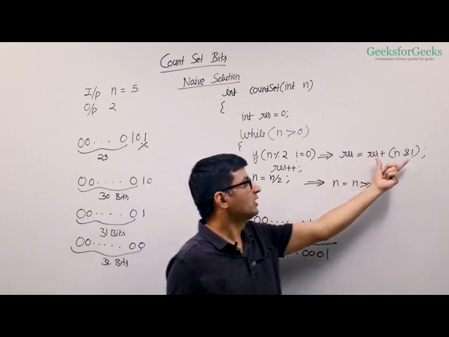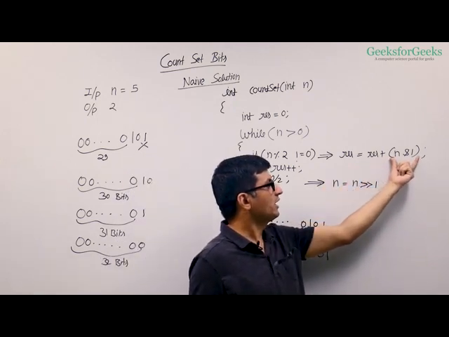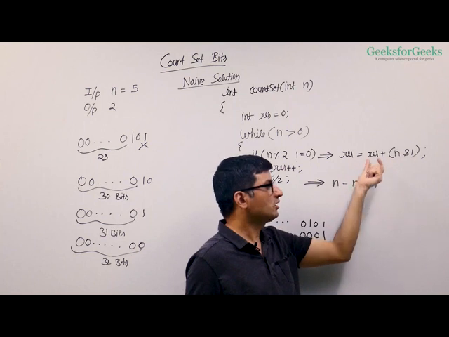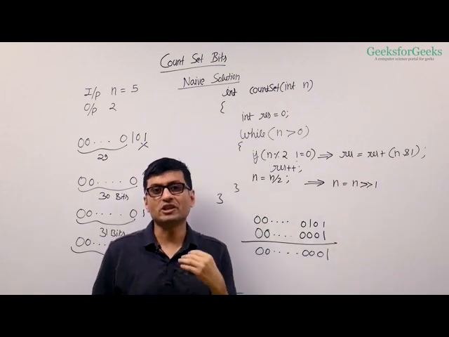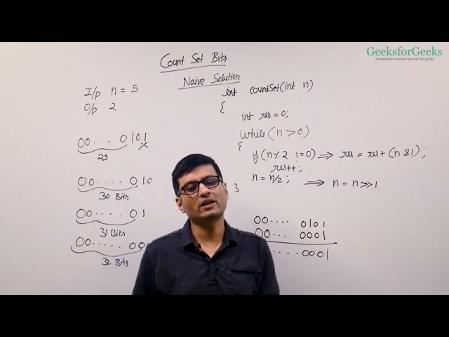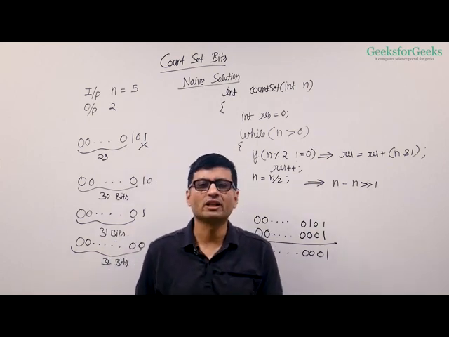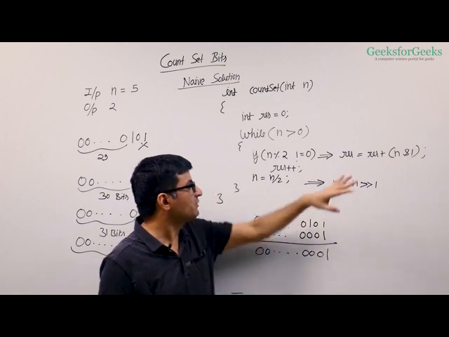So that is why we can simply add n and 1 to result, and we get the result incremented only when n is odd, only when the last bit is set. So this is a naive solution.